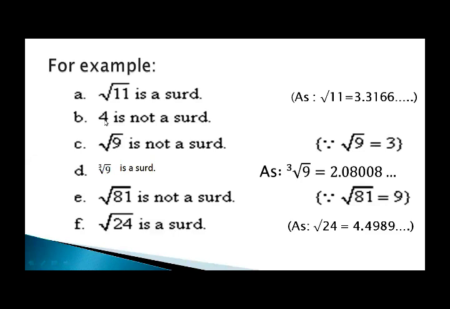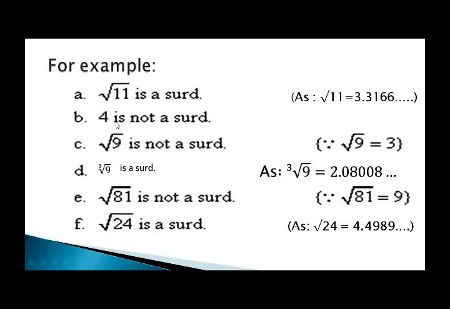Example B is saying that 4 is not a surd. 4 is not a surd because 4 is an integer. Integers are not surds. Surds are only those expressions which are enclosed in the radical sign, and even after simplification they cannot be extracted out from that radical sign.